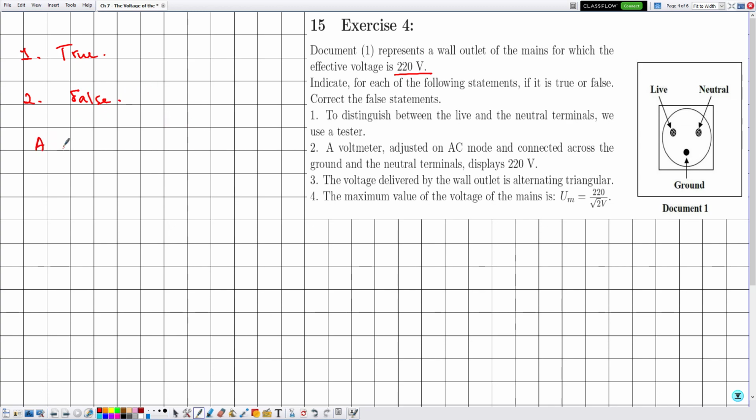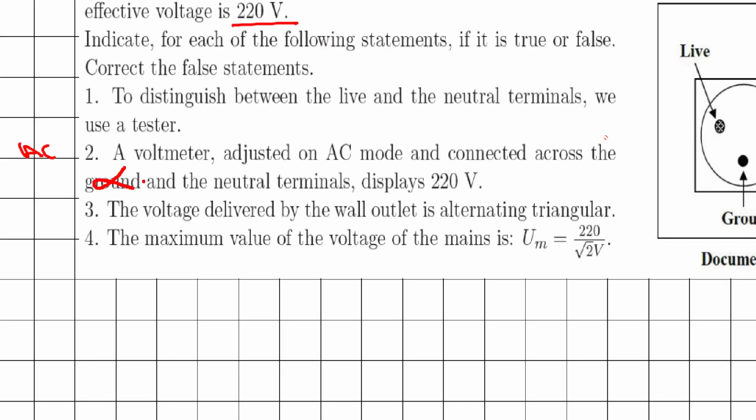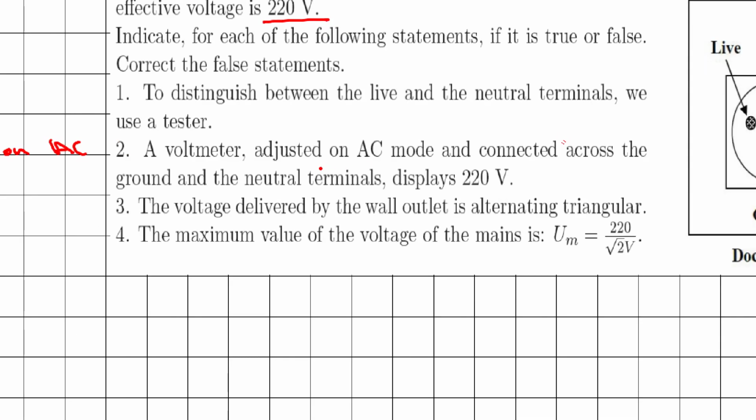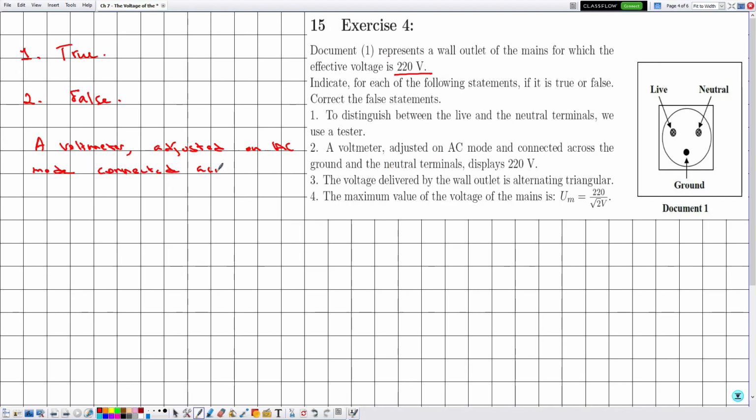We say that a voltmeter, so we will change the ground to the live, or you can even change the neutral to the live, connected across the live and the neutral terminals displays 220 volts, which is the effective voltage.